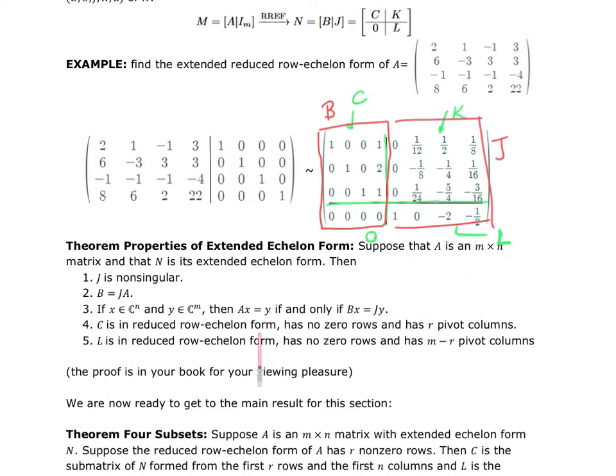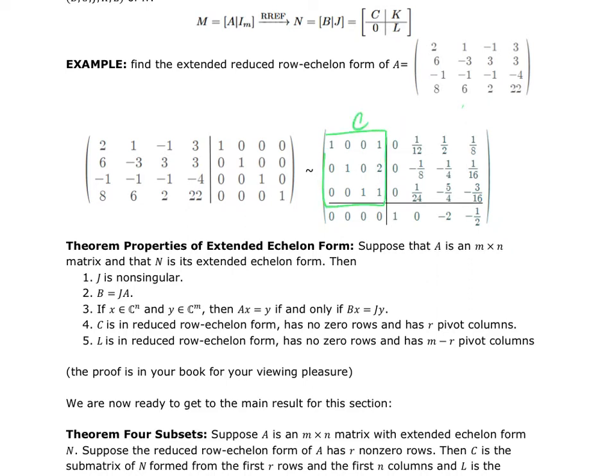C is in reduced echelon form, so I'm going to go back to the way I described it before. So I'm going to come back up here. This part here is my C matrix, and C is in reduced row echelon form, has no 0 rows, and has R pivots. I have 1, 2, 3 pivots here, so I have 3 pivots.